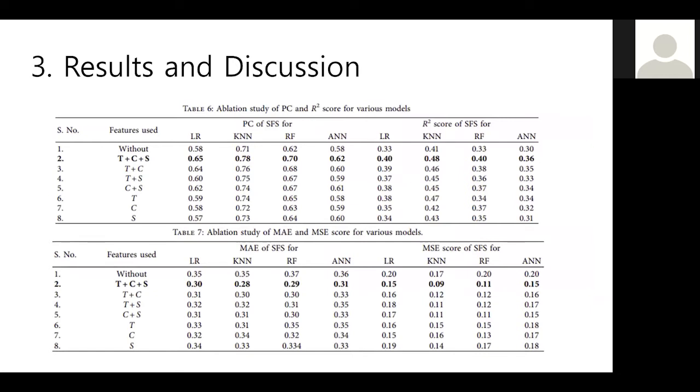Tables 6 and 7 show the ablation studies performed for each model. It is observed from these tables that the fusion of texture, color, and shape features as the FS along with the ratio features improves the overall performance of the model. The highest correlation is achieved by KNN followed by LR. The least correlation is obtained through LR and ANN.